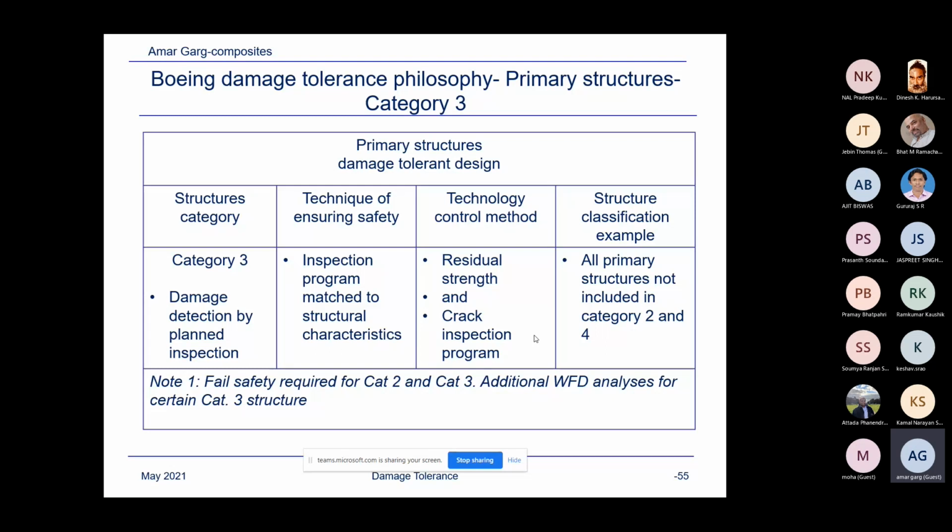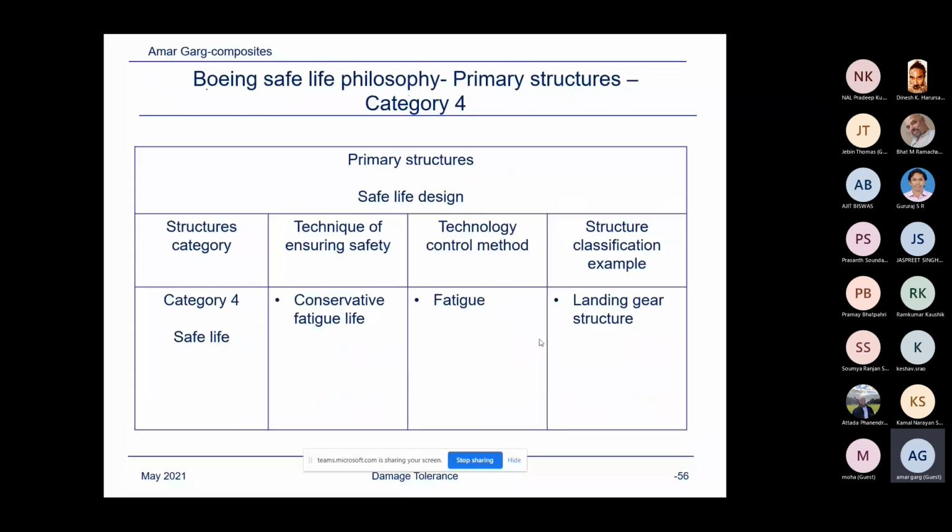The damage tolerance approach is more general, but this table, which I have picked from the Boeing reference, is very useful to categorize the structures into different categories for the inspections, determinations, detailed inspection. Okay, category 4, Boeing defines category 4 as safe life structure, which is like a landing gear structure. Not all the structures are designed with safe life.